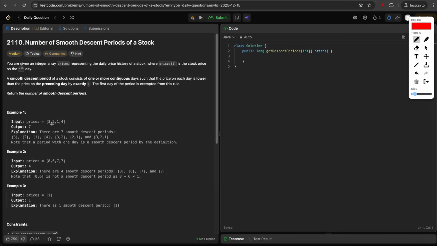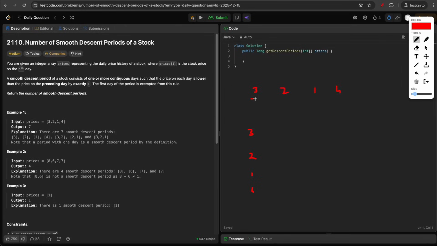Now let's see the input. First example, we have 3, 2, 1, 4. So for this, we can see that the stock on price 3 is a smooth descent period because by the first day rule, this is exempted from any further checking. So we have the descents as follows. One is 3, then next we have 2, next we have 1, next we have 4.